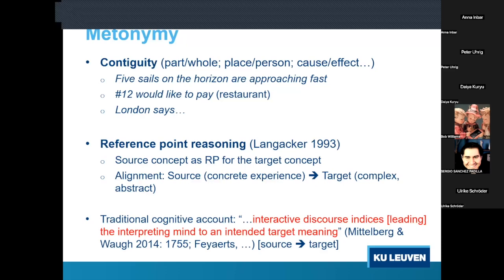So I'm among them here, saying that what we see here are interactive discourse images leading the interpreting mind to an intended target meaning, the 5 sails, and you know what is meant.